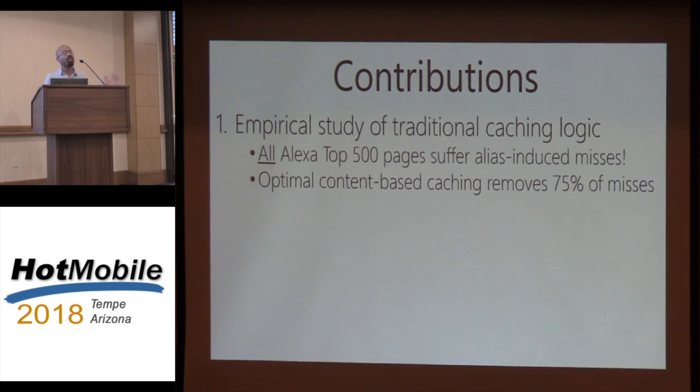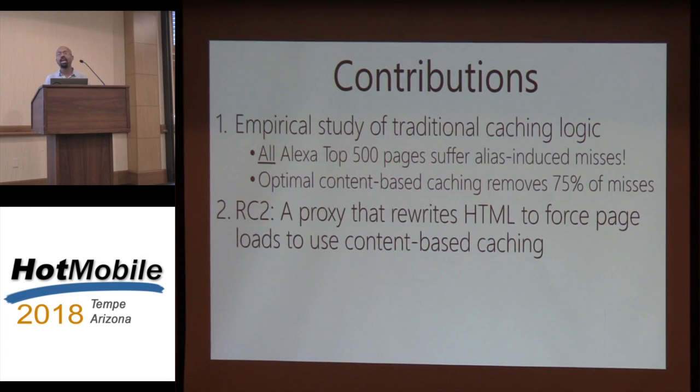So our research in this talk is going to provide two contributions. First, we're going to provide an empirical study of traditional caching logic on mobile phones. We're going to look at the top 500 most popular sites, and we're going to find that all of them suffer from some type of alias-induced caching. We also find that in an optimal content-based caching scheme, we can remove 75% of the caches. The second contribution of this work is a proposal for a new way to proxy mobile web traffic. We call that proposal RC2 for reasons that I'll describe soon.